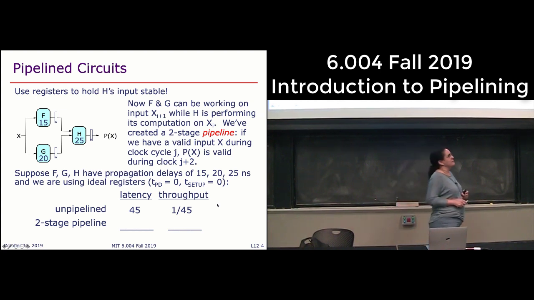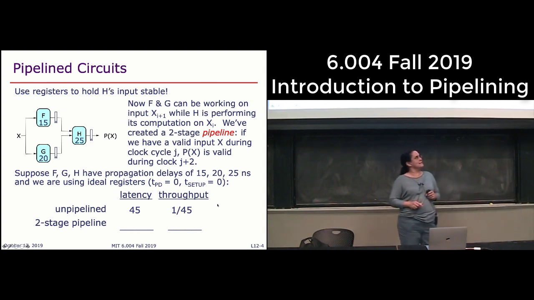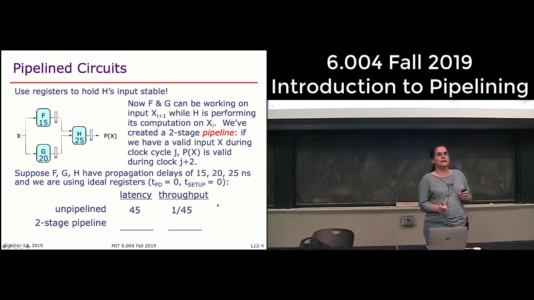Now, let's talk about this two-stage pipeline. The reason that we call it two-stage is because you can think of in stage 1, F and G are computing, and then their outputs go to H, and while H is computing, F and G can start computing on the next input. Okay? So what would the latency of this pipelined circuit be? What do we think?